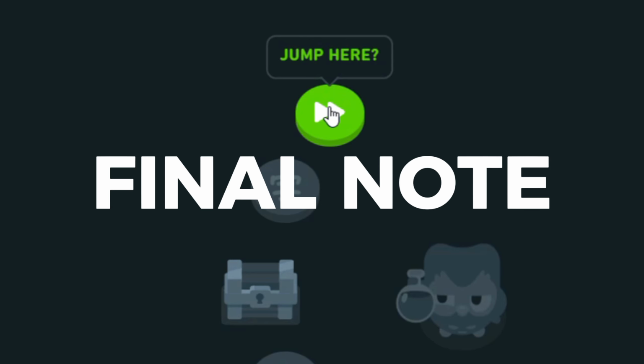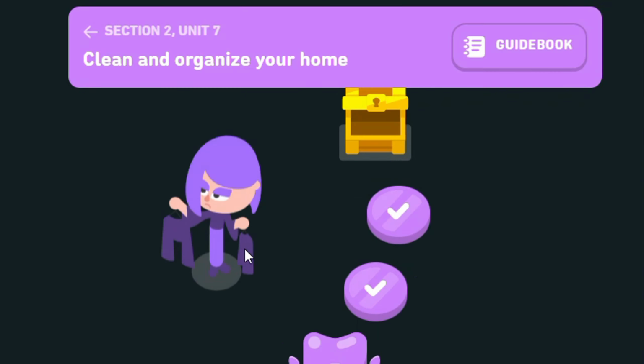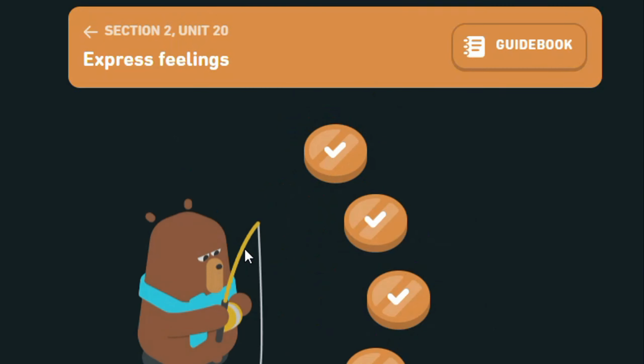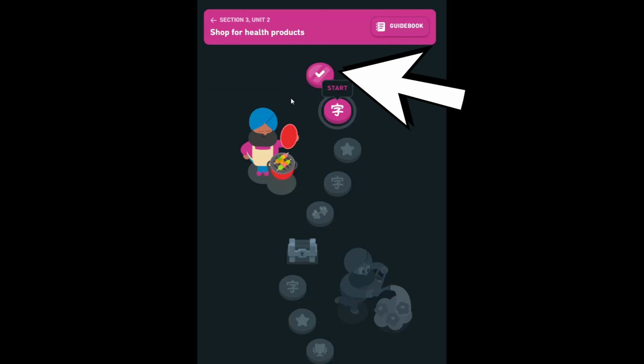So final note, yes, when you skip units, you can easily go 5 times faster in Duolingo. But is it the perfect way to learn a language? So yeah, this was how to nail Duolingo.